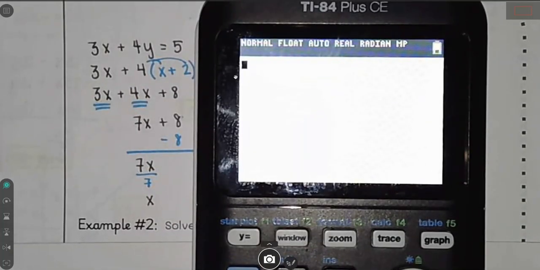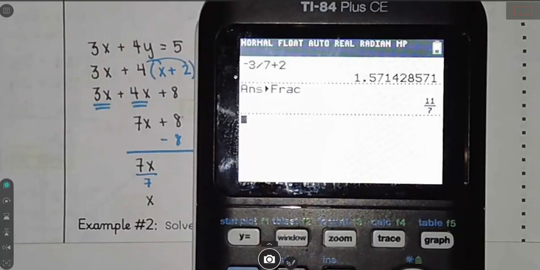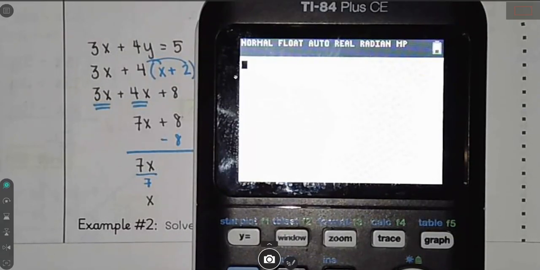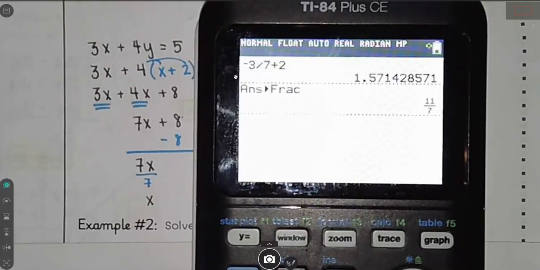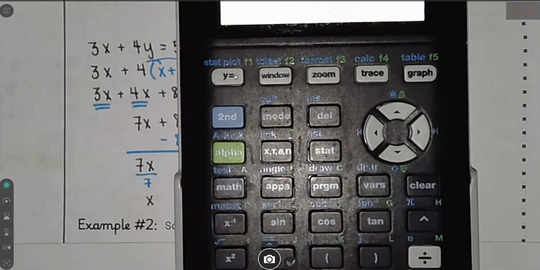That's what I was doing. You have negative 3 over 7 plus 2 equals. Math, enter, enter. Done. I'll do it again. Negative 3 over 7 plus 2 equals. Math, enter, enter. Whenever I hit the divide sign to get the slash, it would always just enter it. It's just divide.